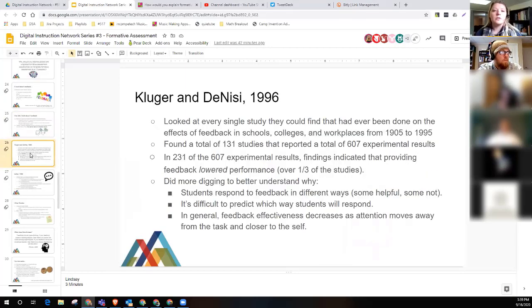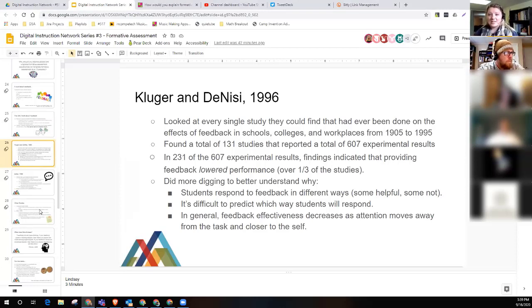The first was done by Kluger and DeNisi. Noticing a trend in the research literature that feedback was not always effective, they looked for every single study on feedback that had ever been done in schools, colleges, or places of work over a period of 90 years. They found a total of 131 studies that met their quality criteria, and those studies reported 607 experimental results. Now, usually studies report more than one experimental result, hence the discrepancy in numbers.